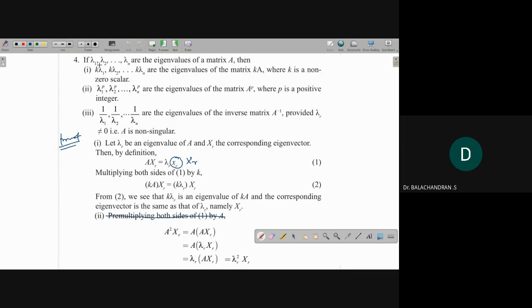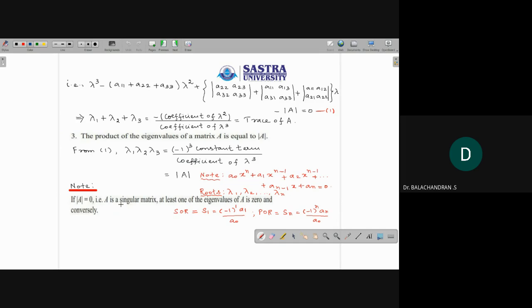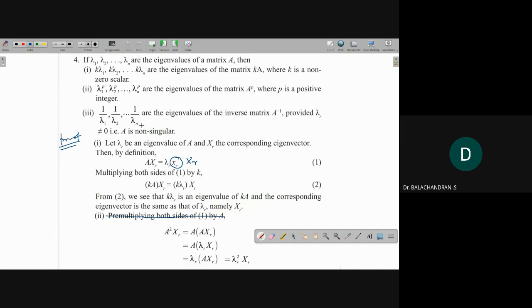Third property: lambda 1, lambda 2, ..., lambda n are eigenvalues of the matrix A. Then 1 by lambda 1, 1 by lambda 2, ..., 1 by lambda n are the eigenvalues of the inverse matrix A inverse, provided lambda r is not equal to 0. That is, A is non-singular. Because A is non-singular, only then are all the eigenvalues non-zero. That is the note we discussed here. If it is singular, at least one of the eigenvalues of A is 0. So for subdivision 3, I am going to give the proof.